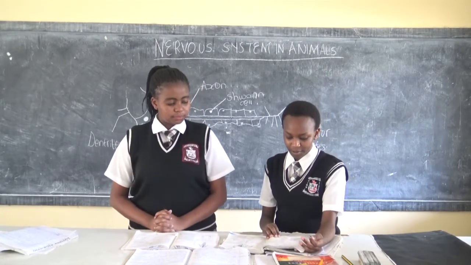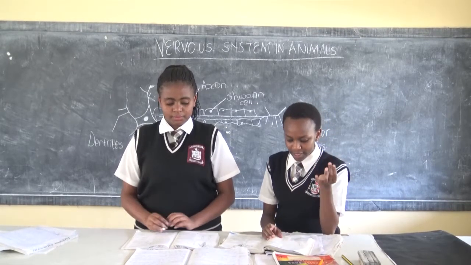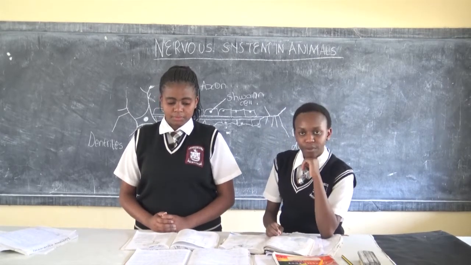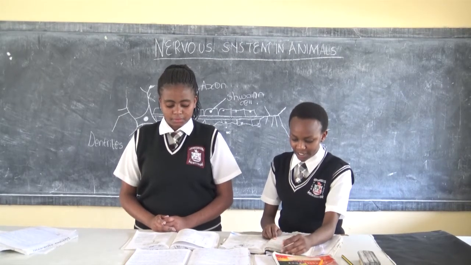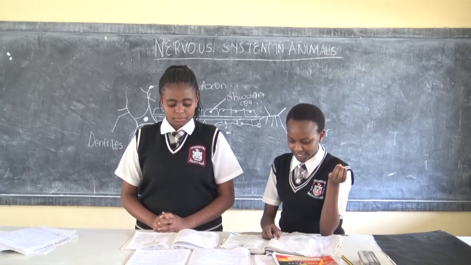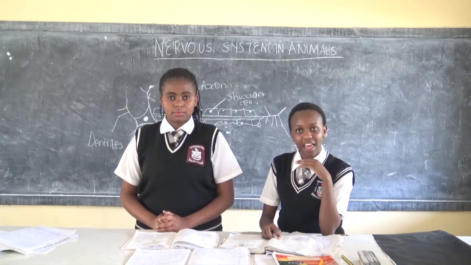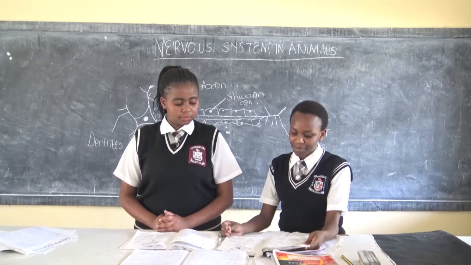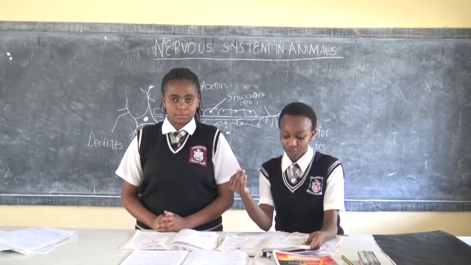Now, parts of our brain include the medulla oblongata, the cerebellum, thalamus, hypothalamus, and the cerebrum. The medulla oblongata consists of centers of the autonomic nervous system. It contains the center that controls reflex actions such as ventilation rate, heartbeat rate, and blood pressure. We also have the cerebellum. This controls the muscular movements and body posture. It coordinates movement.